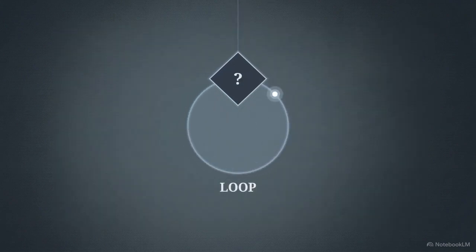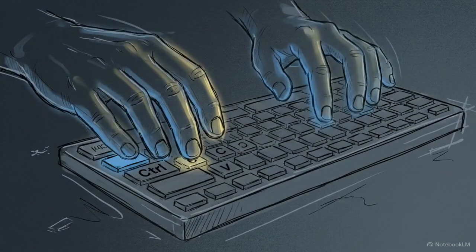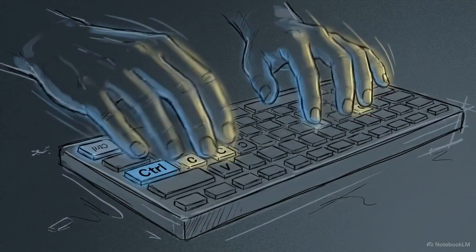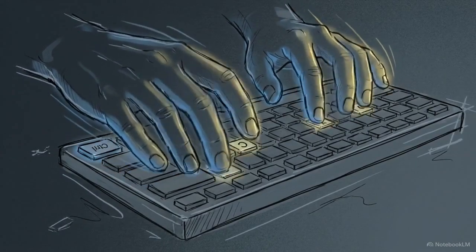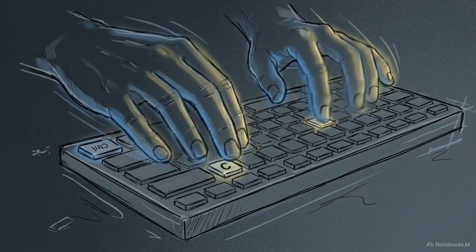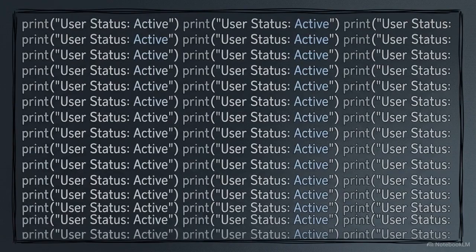When you write a Python program, your code normally runs sequentially from the first line to the last. But to write efficient software, you need a way to control that flow. Imagine a scenario where you need to execute the exact same block of code multiple times, like printing a user's status 10 times. Doing this manually means copying and pasting the exact same print statement over and over again.